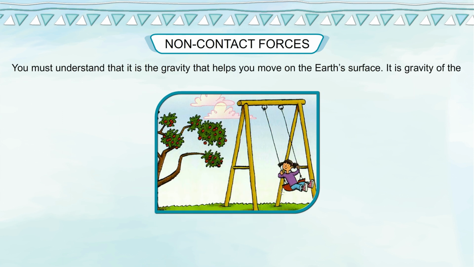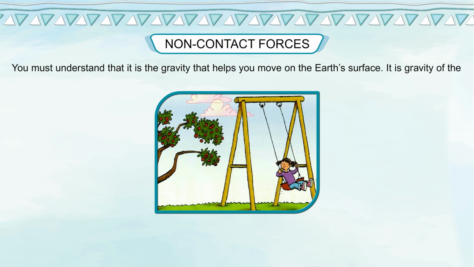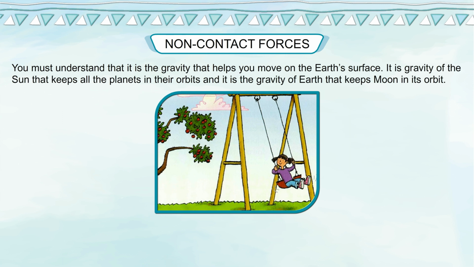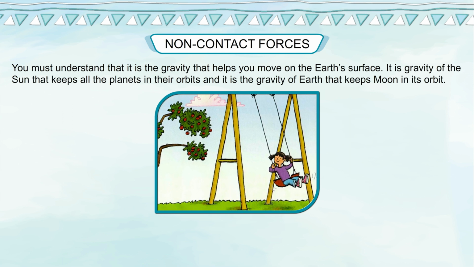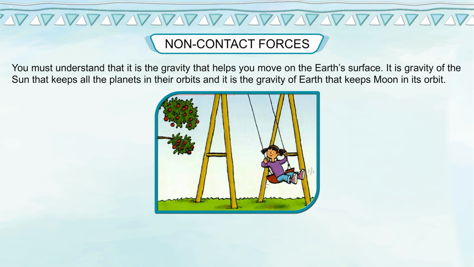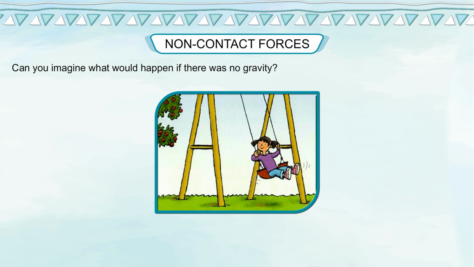You must understand that it is the gravity that helps you move on the Earth's surface. It is gravity of the Sun that keeps all the planets in their orbits, and it is the gravity of Earth that keeps Moon in its orbit. Can you imagine what would happen if there was no gravity?